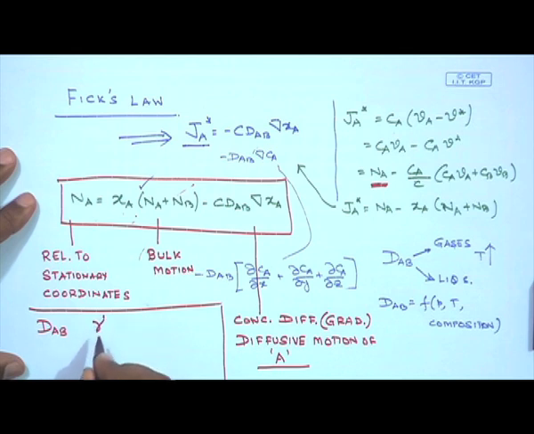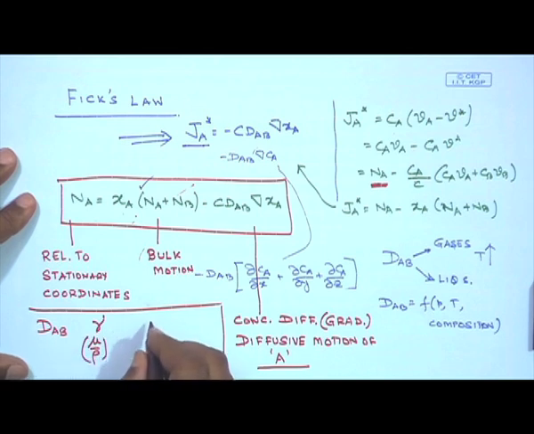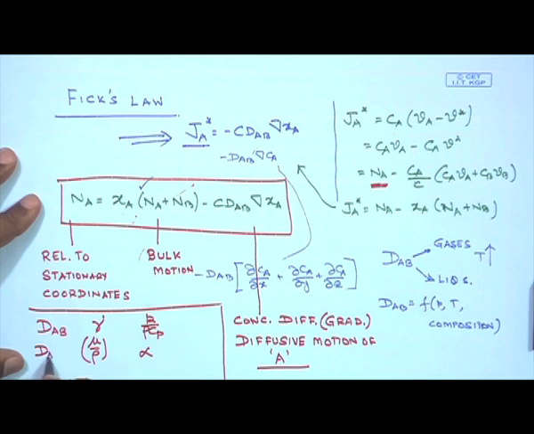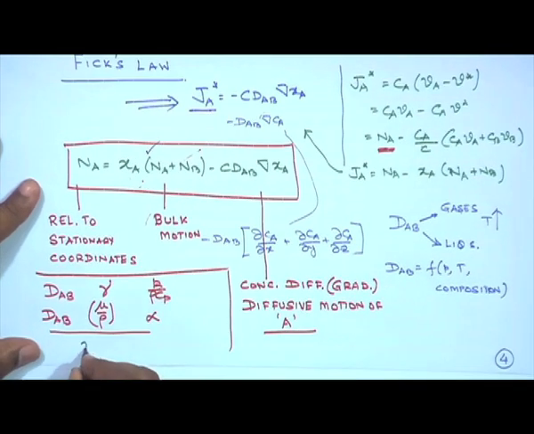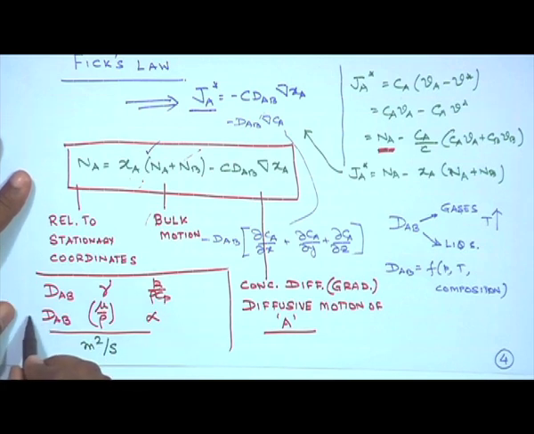Compare that with gamma, which is mu by rho, and compare that with K by rho Cp, which is alpha. So, if you compare DAB, the diffusion coefficient of A in B, mu by rho, which is the kinematic viscosity, and K by rho Cp, which is the thermal diffusivity. So, momentum diffusivity, thermal diffusivity, and mass diffusivity all will have units of meter square per second. So, these 3 are similar in nature.